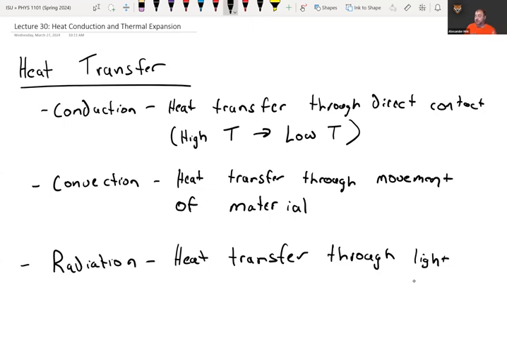There's no material in between the sun and the earth to transfer its heat via convection. We're not in contact with it, so it's not via conduction. So all that heat gets transferred through radiation.